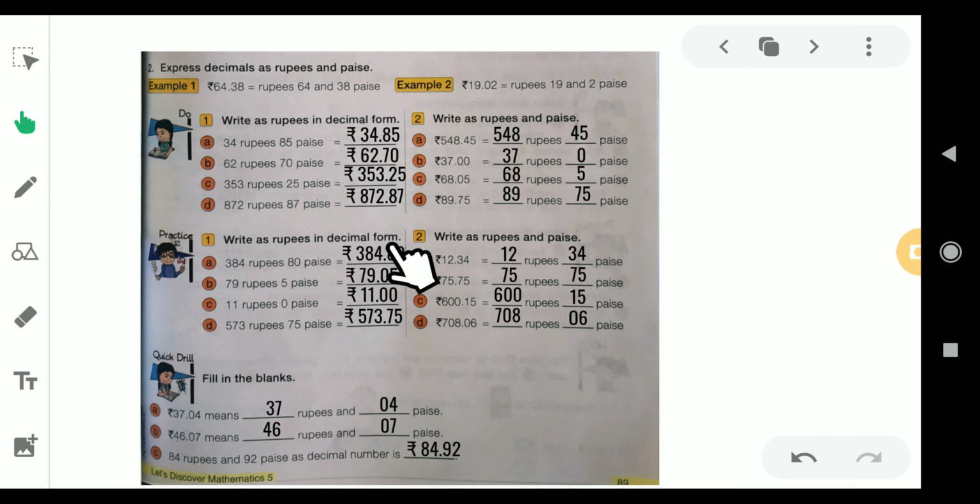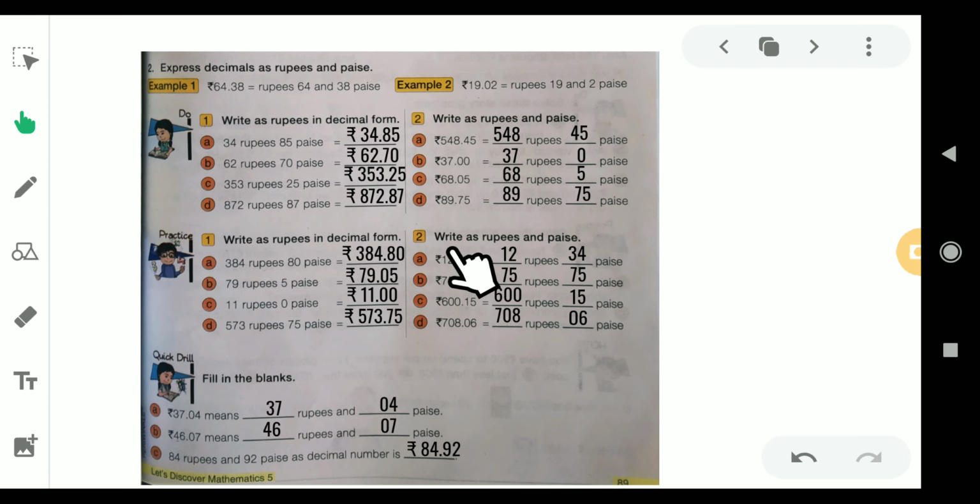Next one. Write as rupees in decimal form, just like this one. 384 rupees 80 paise can be written as rupees 384.80. 79 rupees 5 paise can be written as 79 rupees point, and look here, it is only 5 paise, so write this 5 here first, and this place must be replaced by 0, because in the paise part we have 2 places. So first we fill up the first place from the right side, and if the next place is absent we replace it by 0. That is why 79 rupees 5 paise can be written as 79.05. Similarly, 11 rupees 0 paise can be written as 11.00, that is rupees 11.00. Next, 573 rupees 75 paise can be written as rupees 573.75.